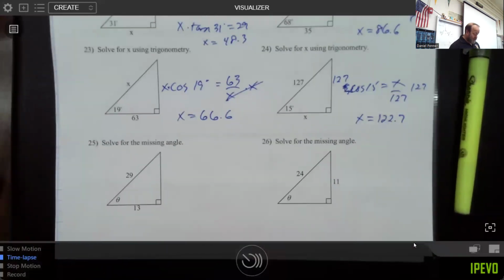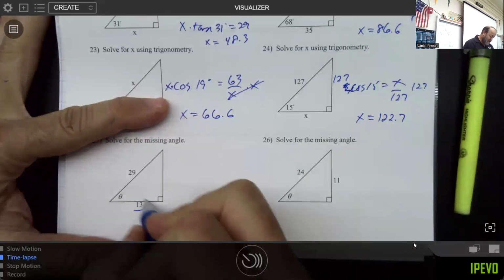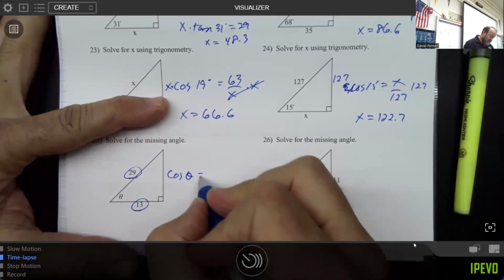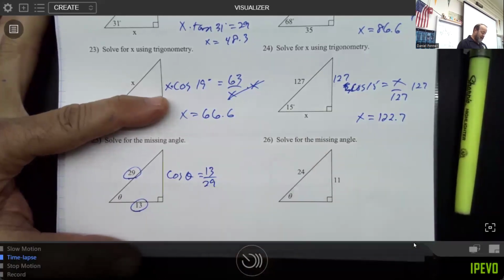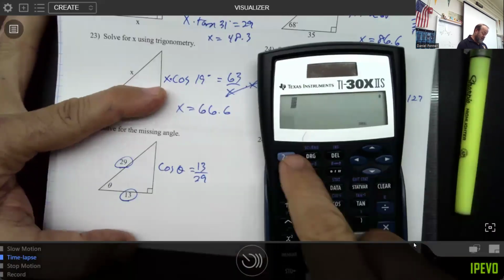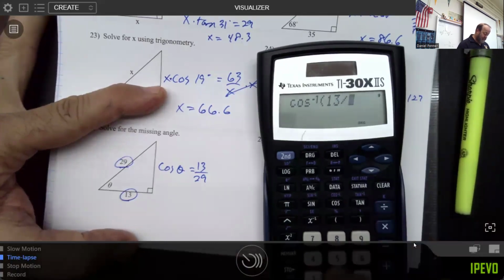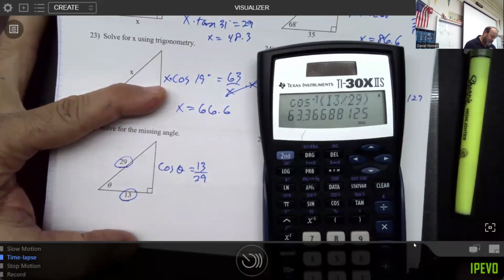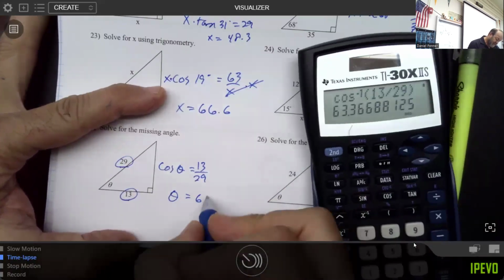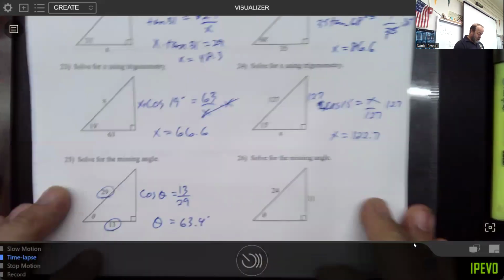And then our last two for this one: this is an adjacent and a hypotenuse, so that would be a cosine, but it's set up a little bit differently because I don't have the angle, I want the angle. So I need to use the inverse cosine, and I'm asking the calculator to go backwards and find the angle that would go with that. And so I got a 63.4 degree angle.